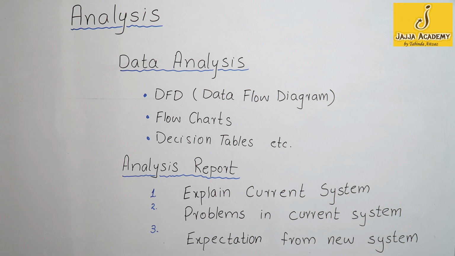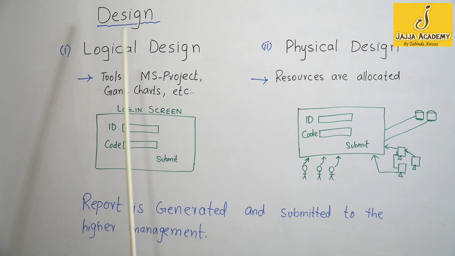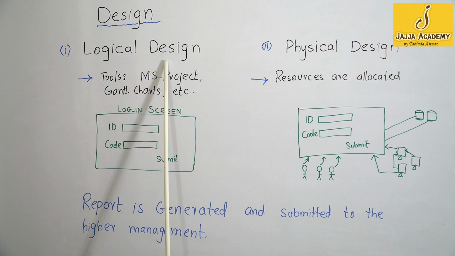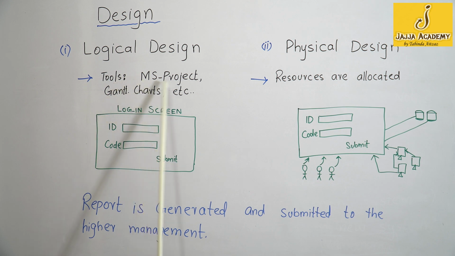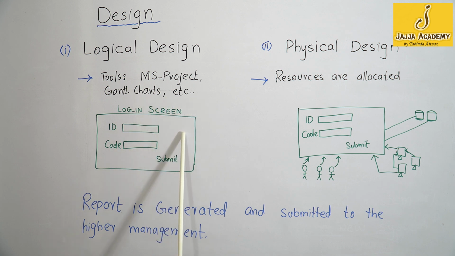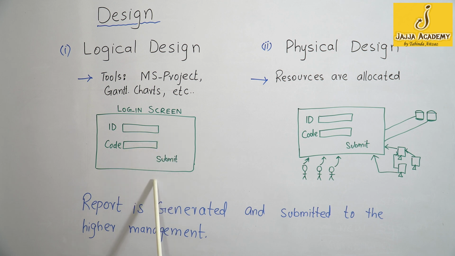After generating the analysis report, the analyst enters the design phase. The design phase consists of 2 stages, logical design and physical design. First of all, the logical design is prepared where some tools or software are used to design the proposed system. For example, MS Project, Gantt charts, etc. are used to prepare different screens of the proposed system that show how the proposed system will look. Then these screens or the logical design is shown to the users for their approval.